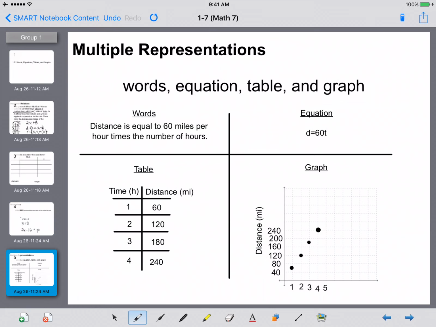And then you can also represent your information in a graph. So for example here, 1, 2, 3, 4, 5, and it's going up in a straight line. So you're going to be given some problems and asked to represent them in one of these 4 ways.